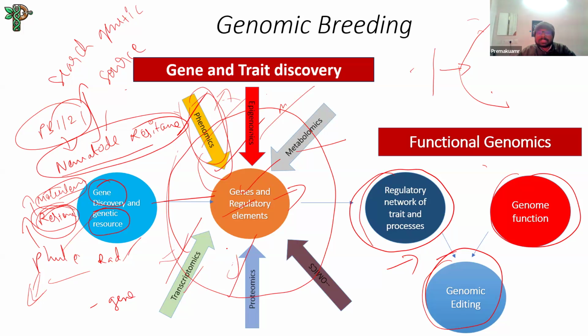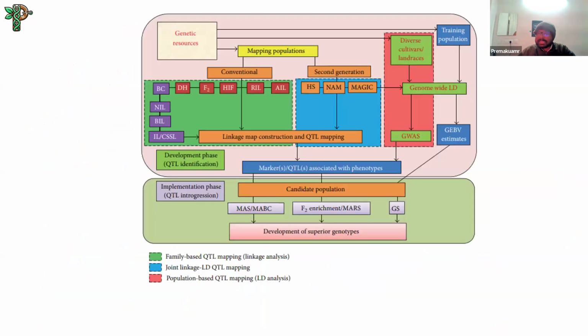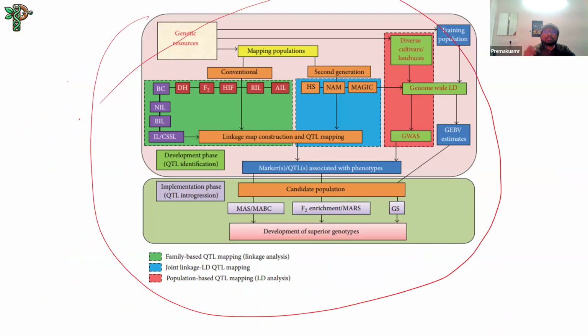For each and every omics, I have separate classes. Don't worry if you have not understood today. Then we will discuss these things in detail. This is the overall procedure of genomic assisted breeding.